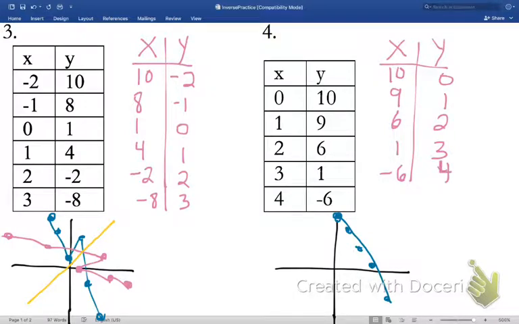Alright, now to put those points on the graph. (10, 0), so I'm starting on the x-axis. (9, 1), (6, 2), (1, 3), and (-6, 4). Again, we have a nice pretty little graph that, if I could draw a straight line, would be a mirror image.